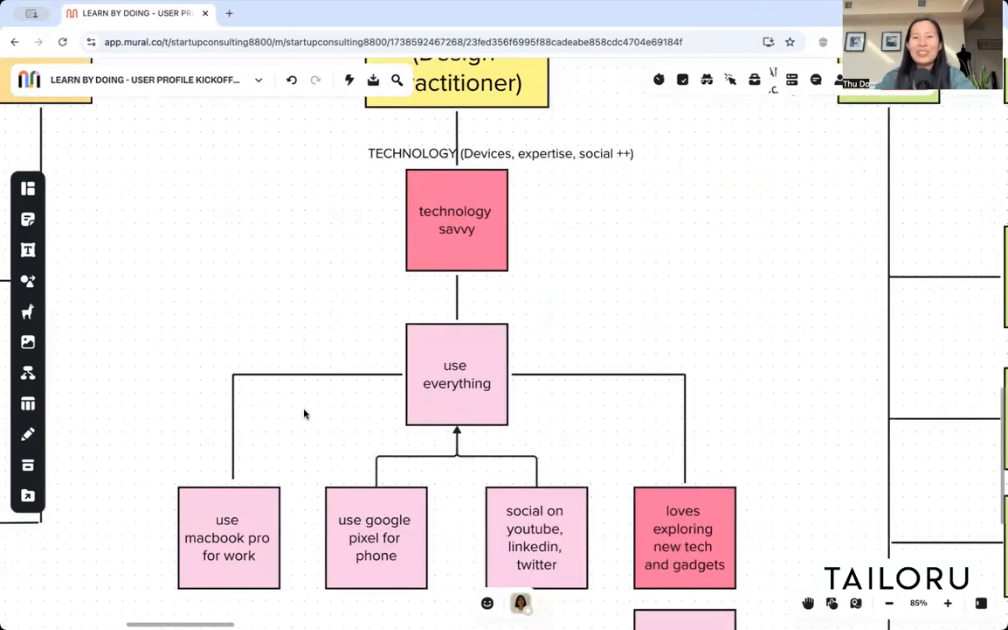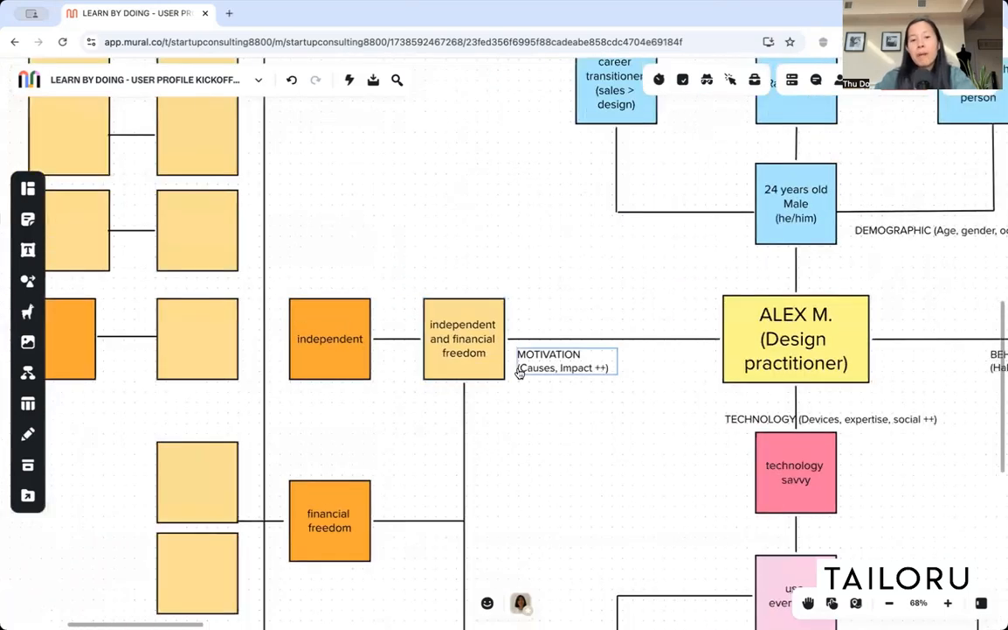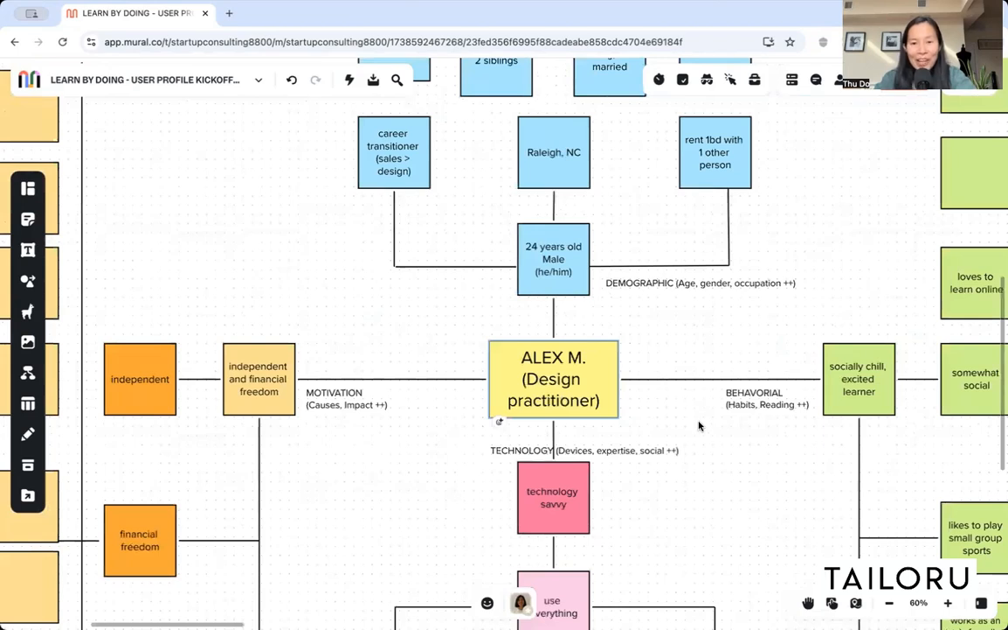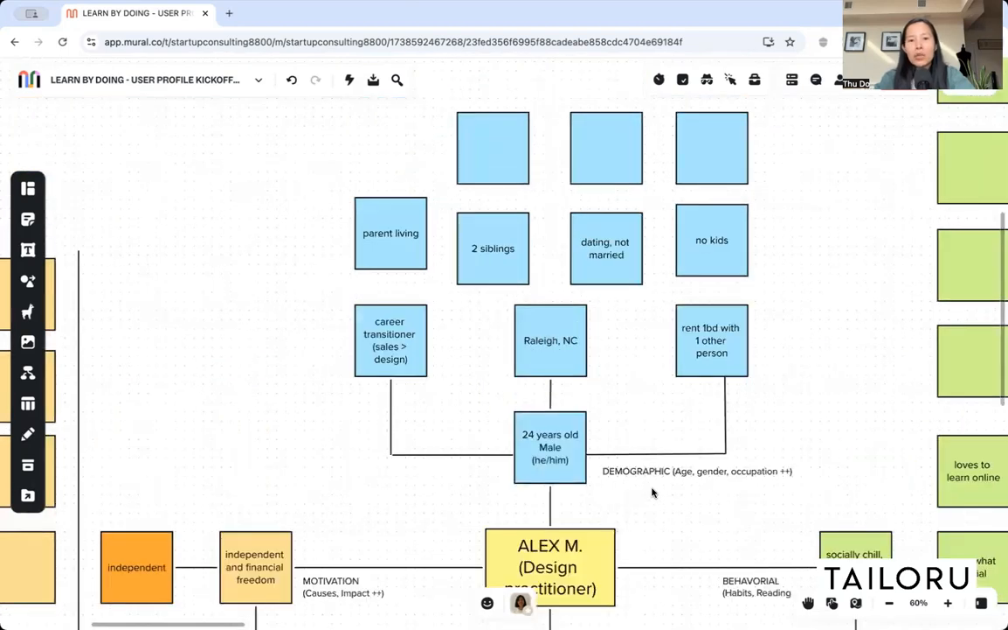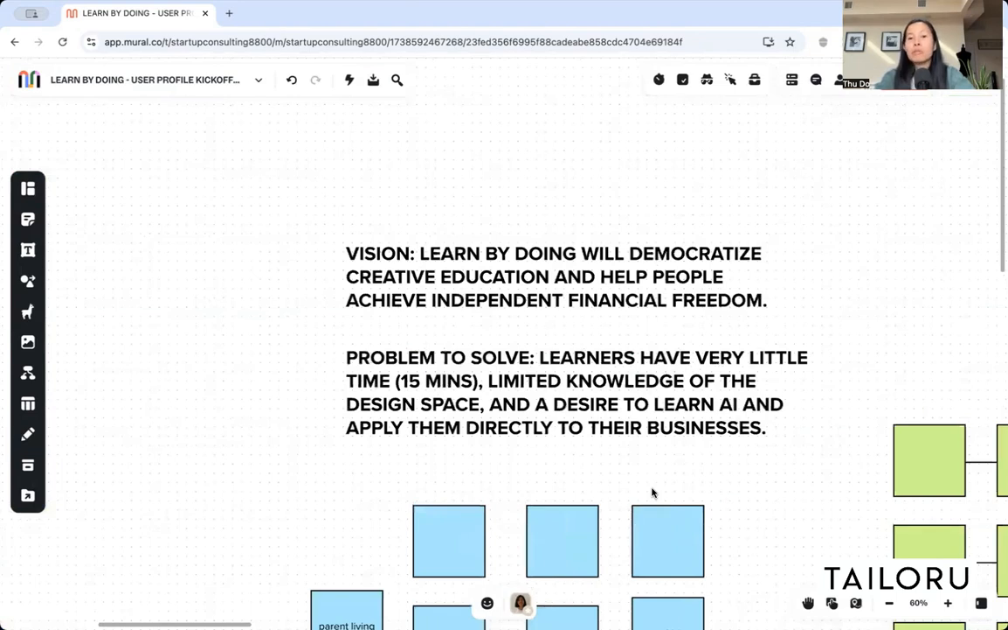So, how should we reach them? How should we speak to them? And then all of those combined with motivations help us to understand what do they care about. So let's pretend like I'm creating a persona, this user customer profile for this Learn by Doing series. I started out by noting out up top a piece of vision and a piece of problem to solve.